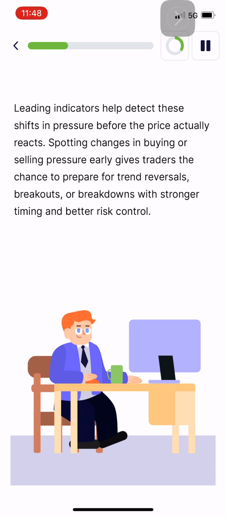Spotting changes in buying or selling pressure early gives traders the chance to prepare for trend reversals, breakouts, or breakdowns with stronger timing and better risk control.